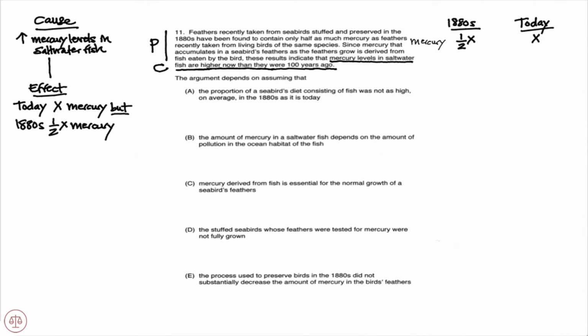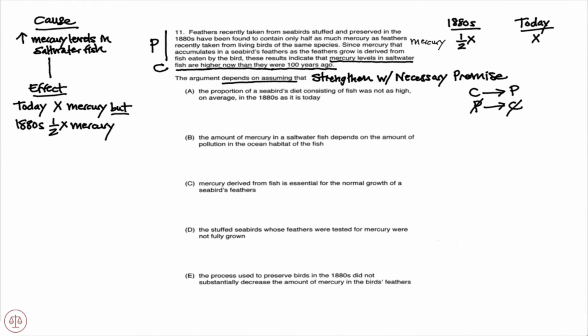All right, so now that we have a clear understanding of this argument, let's proceed to the question stem. The argument depends on assuming that. This is a strengthen with necessary premise question. So not only must the answer choice strengthen this argument, it is also necessary to the conclusion in the passage so that without it, the argument would be destroyed. Again, coming from the definition of a necessary premise.